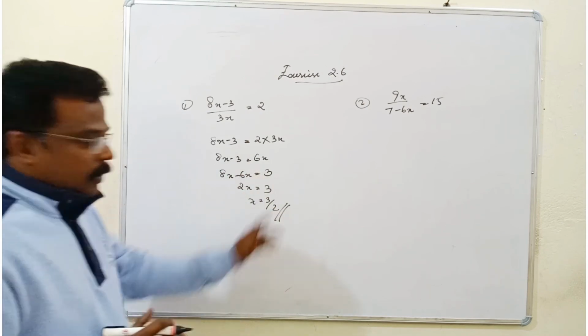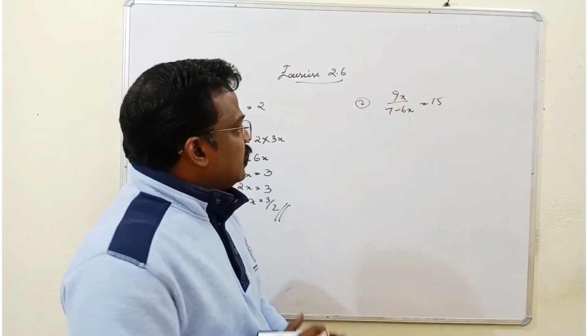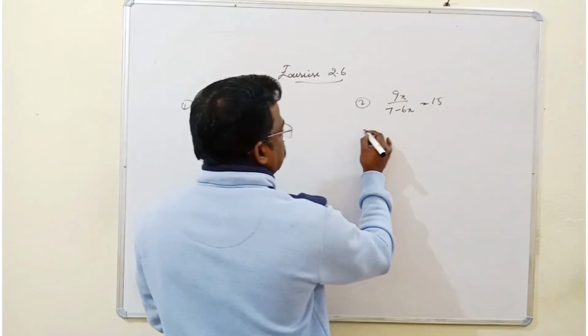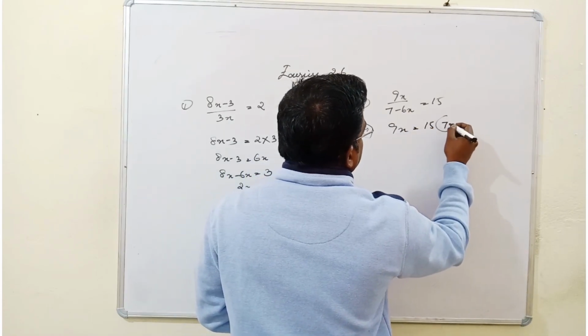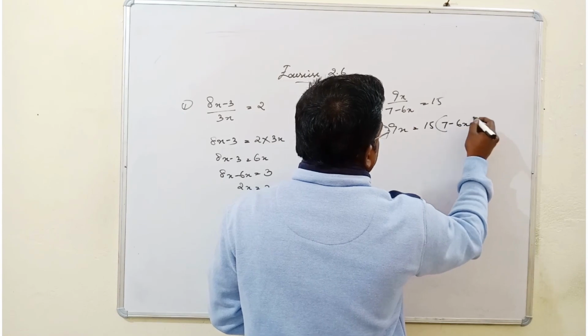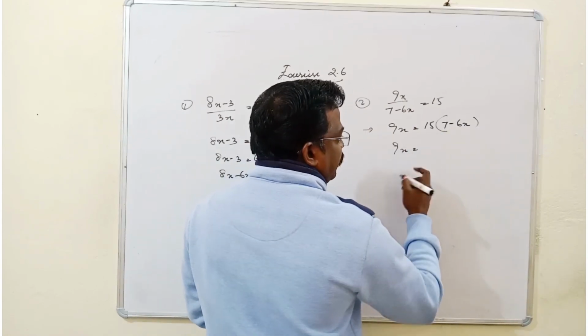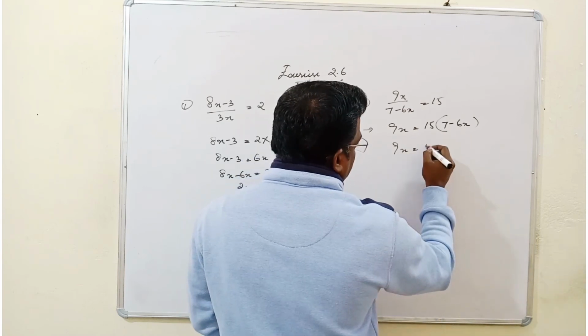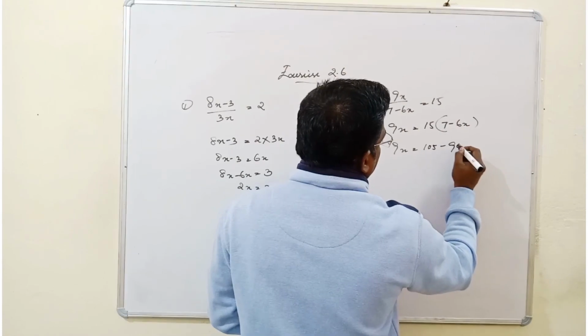Okay. So another question. 9x by 7 minus 6x equals 15. So this is also the same way. 9x we are keeping here and 15 into this 7 minus 6x. So 9x equals 15 into 7. 15 sevens are 105. Minus 15 into 6, 90.